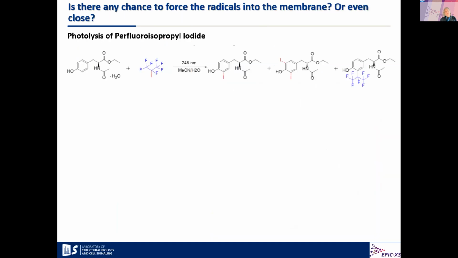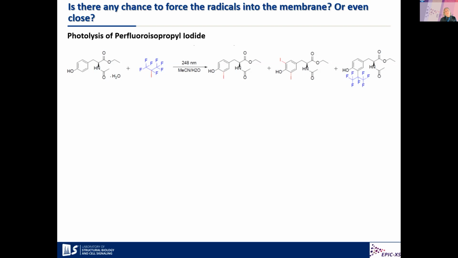But of course, there are some problems with FPOP for membrane proteins, because you can imagine that water doesn't go well with a lipid bilayer. Also, OH radicals are even more polar than water, so it's very difficult for them to get into the membrane and label amino acid side chains that are surrounded by detergents or by lipids.